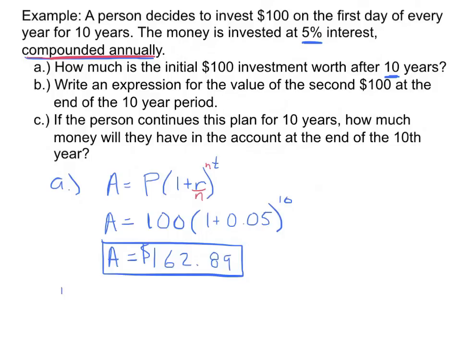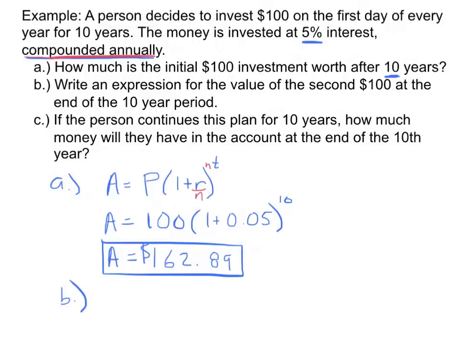Part B, they're simply asking you to write an expression for the value of the second $100 at the end of the 10-year period. Right, and I'd really like you to pause the video and think about this. So that first $100 was put in there, and this is how much it was worth, right? This was the expression. When I put in the second $100, write out how much that's going to be worth at the end of the 10-year period. And the big hint there, and if you don't want the big hint, then pause fast. The big hint is, how long is the second $100 in the bank?